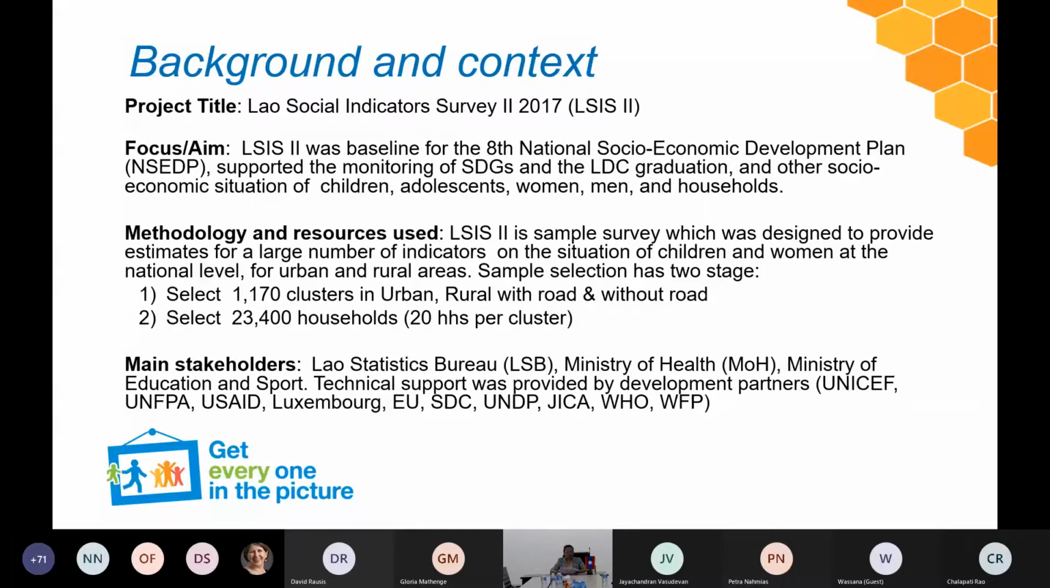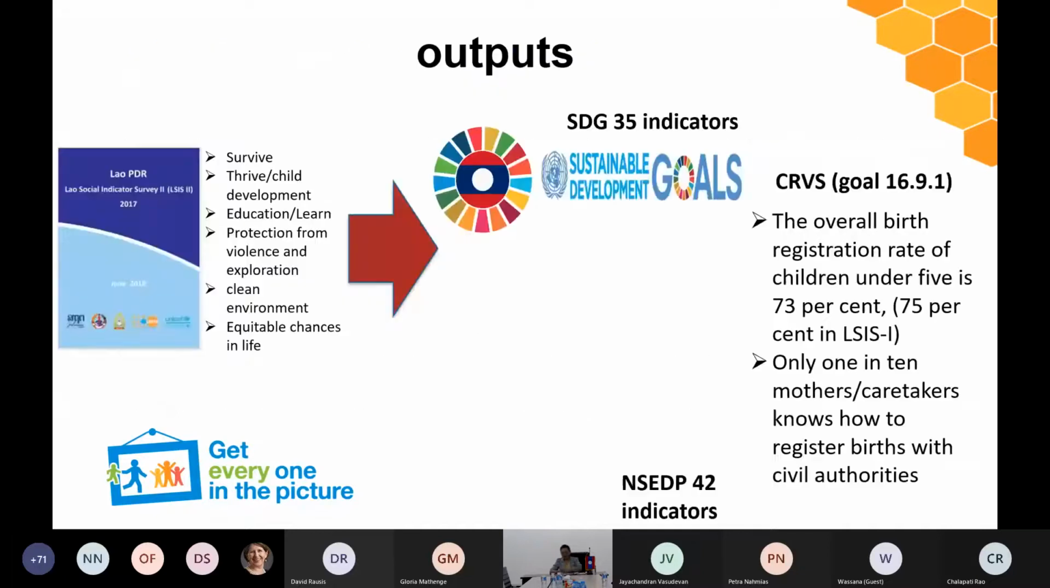The main stakeholder for the survey is the Lao Statistics Bureau, in collaboration with the Ministry of Health and the Ministry of Education and Sports. We also received technical and financial support from our development partners like UNICEF, UNFPA, USAID, Luxembourg, EU, UNDP, JICA, WHO, WFP.